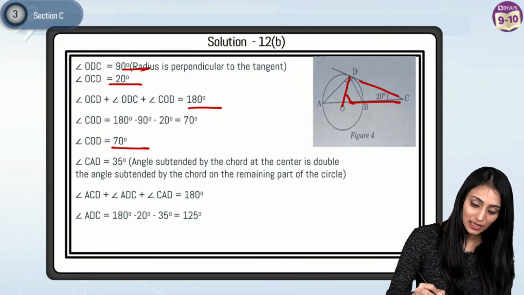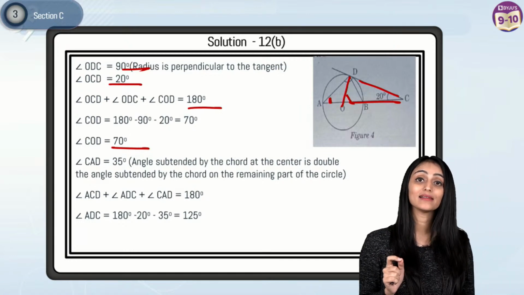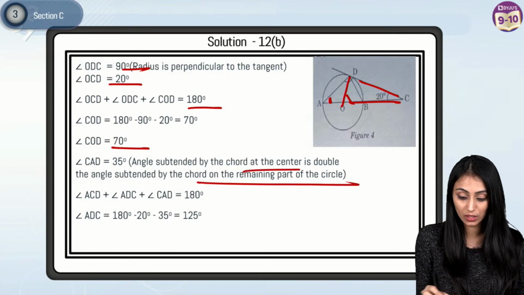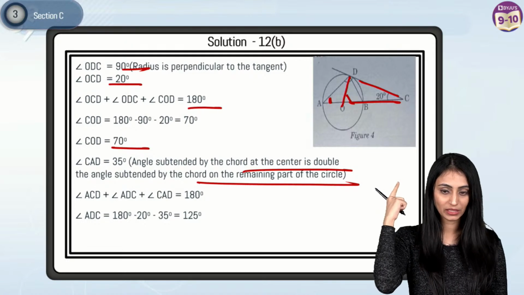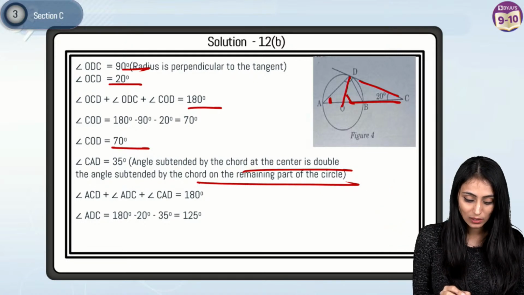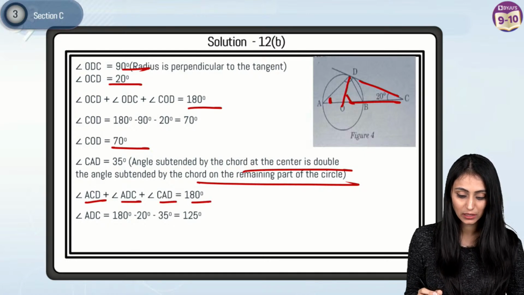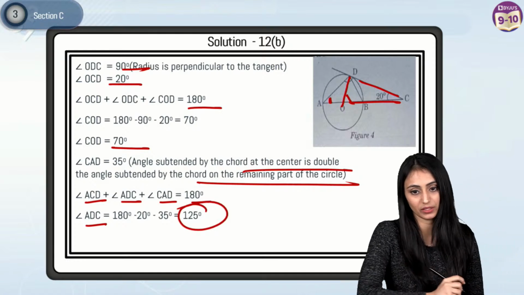So this angle CAD would be 35 degrees because the angle subtended by an arc at the center is double the angle subtended by it at any other point on the remaining part of the circle. I hope you have mentioned this reason in the paper if you have attempted this question. So the sum of all the angles, angle ACD plus angle ADC plus angle CAD equals 180 degrees. Angle sum property we are using. So angle ADC would be equal to 125 degrees.